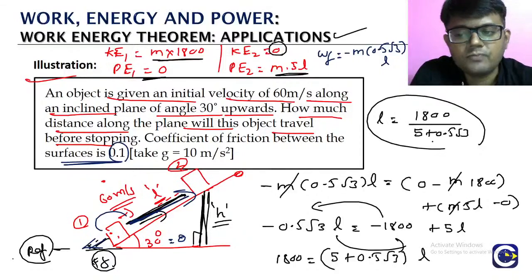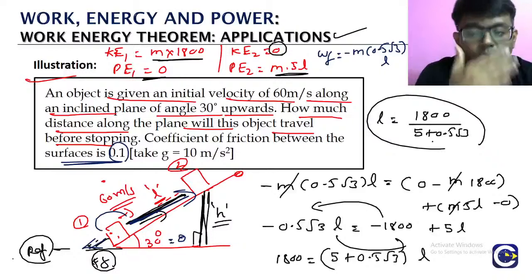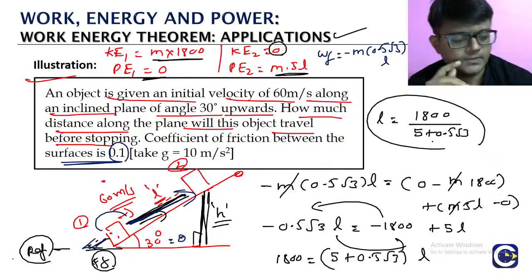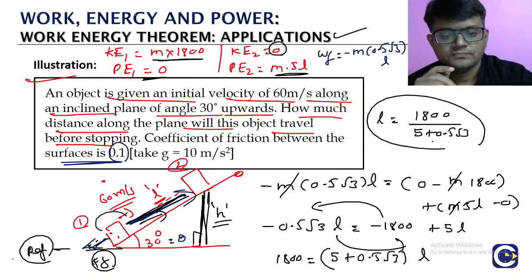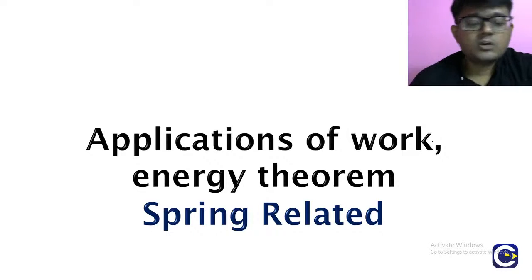So guys, you can confirm whether you are also able to get the same answer or not. So what is the value of L we must get? L will be 1800 divided by 5 plus 0.5 into root 3. Okay. Let us move on to the next category.